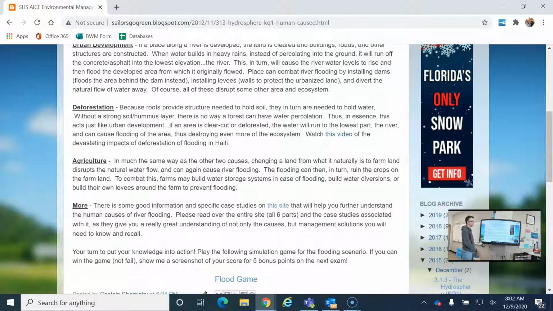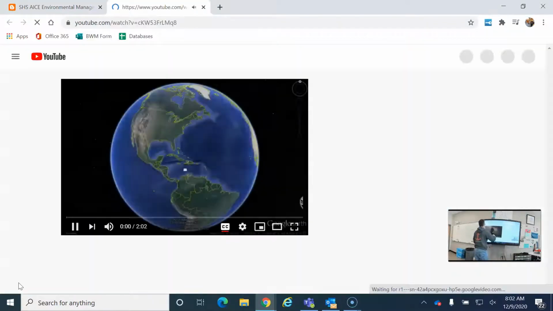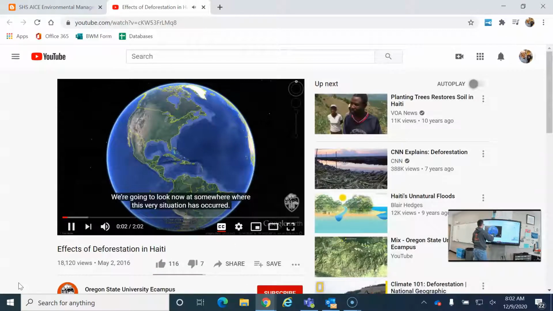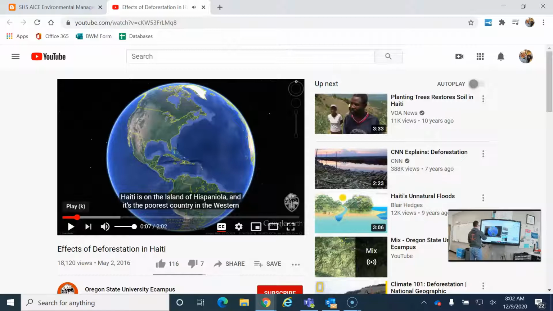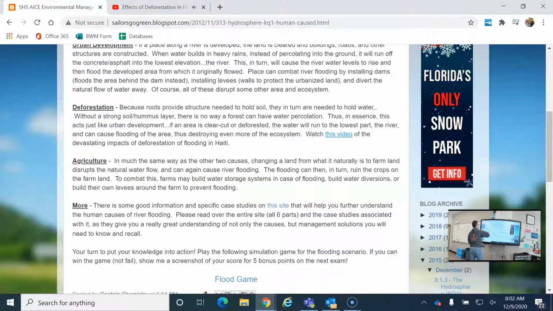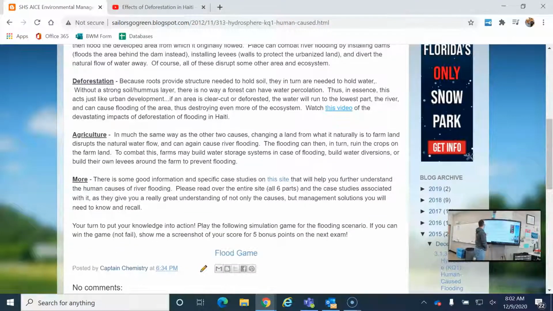If an area is clear-cut or deforested, the water will run to its lowest part, the river, and cause flooding of the area, thus destroying more of the ecosystem. There's major deforestation and flooding in Haiti, and please watch the video that I linked here. It will go up. You can kind of see that. I don't want to play a video within a video here because I know that has issues, but please watch that and you can actually see the destruction of deforestation that has on flooding there.